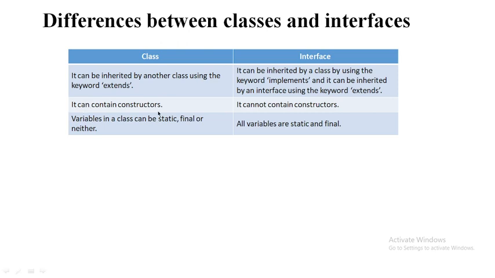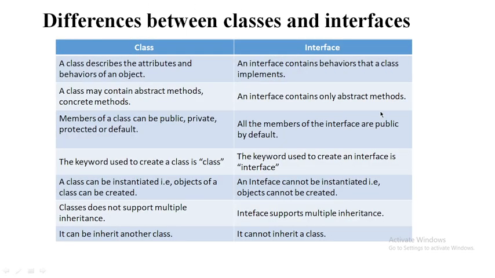A class can contain any number of constructors, but constructors are not allowed inside interfaces. And the variables in a class can be static, final, or neither. Here all the variables have to be static, that is, only constant variables can be declared inside an interface. These are the differences between the class and the interface.